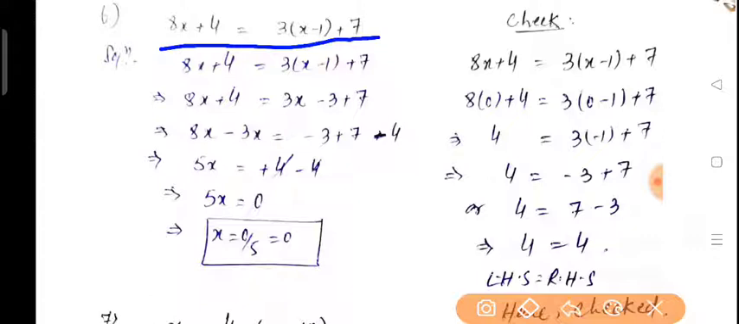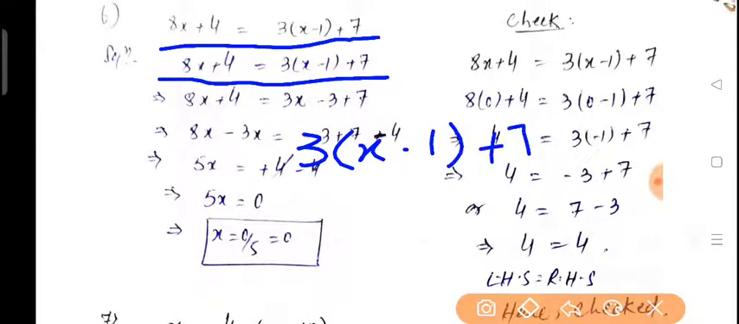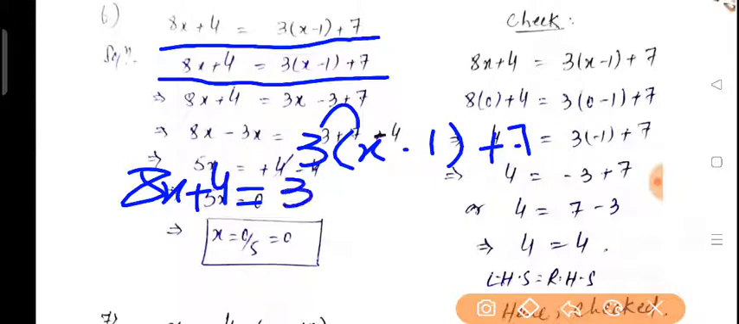In the solution, we copy our question as it is. So I write 8x plus 4 is equal to 3 into (x minus 1) plus 7. Then, moving on to the next step, which implies 8x plus 4 is equal to 3 into (x minus 1) plus 7. We do multiplication here. 3 into x is 3x. Then we multiply 3 by 1. 3 into 1 is 3. Then we have a plus 7.